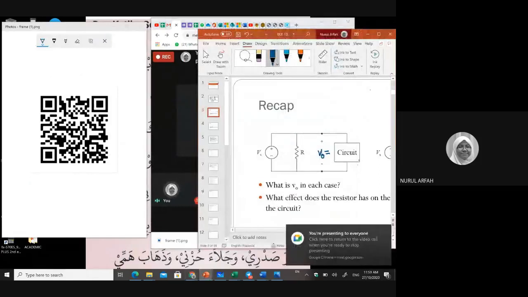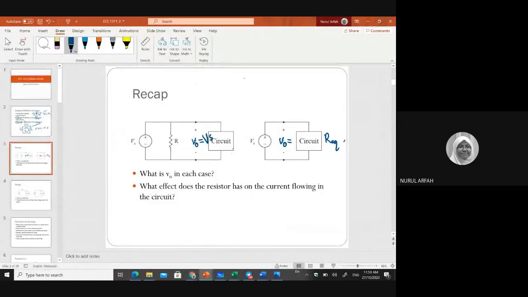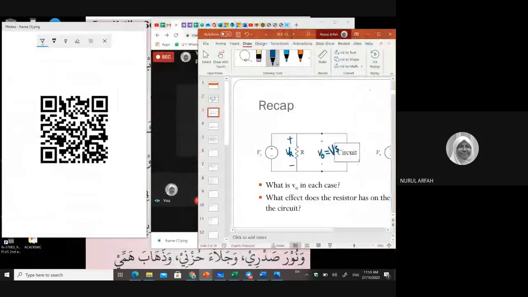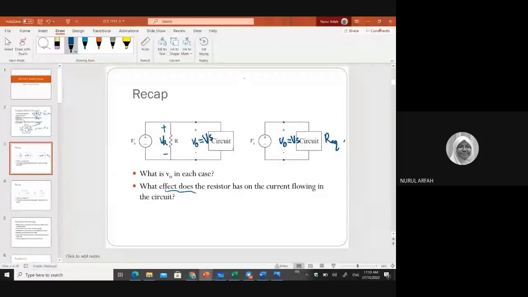Voltage equal to? V naught equal to Vs. Yes. Good. So very good. So V naught equal to Vs. Why? Because they are in parallel. So even this VR here also equals Vs. Okay. All right. What effect does the resistor have on the current flowing in the circuit?